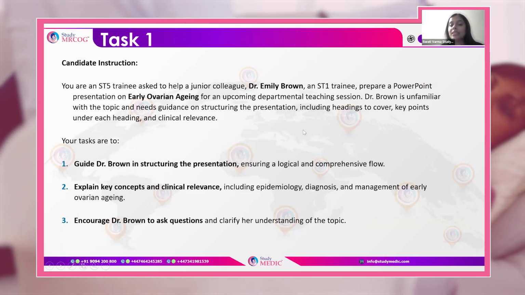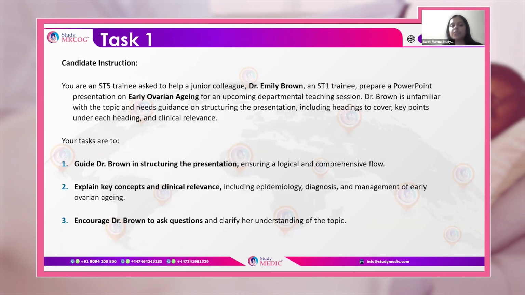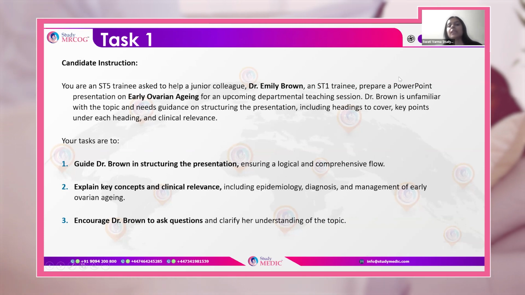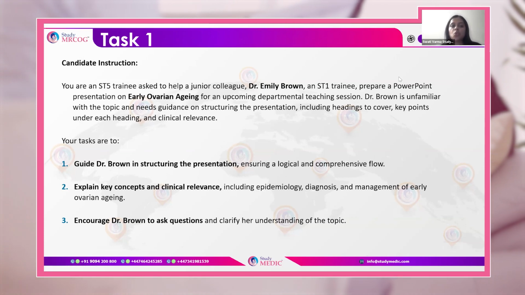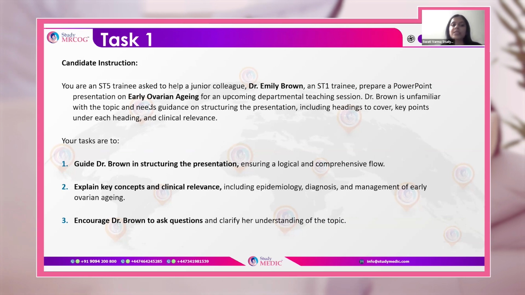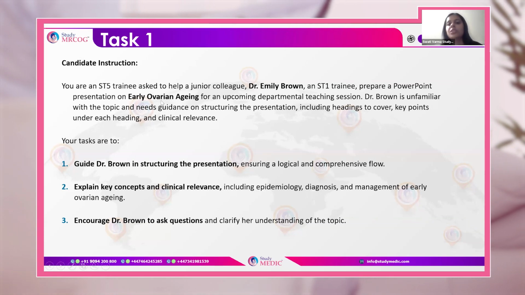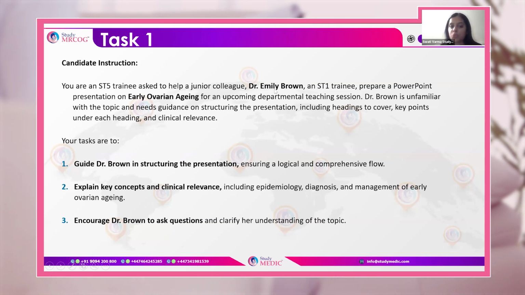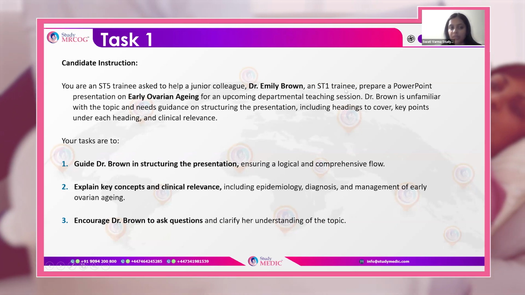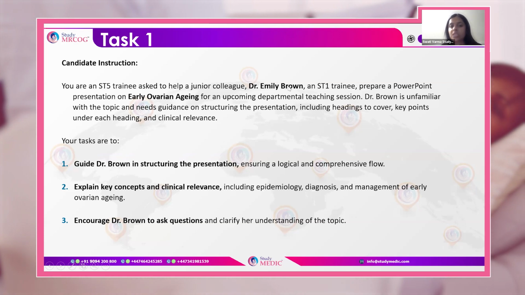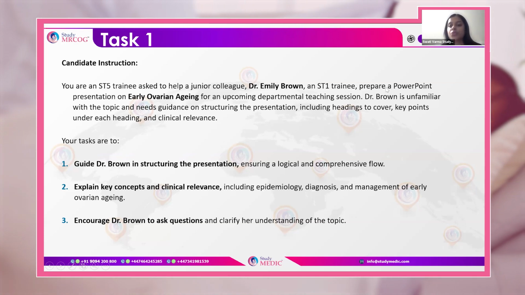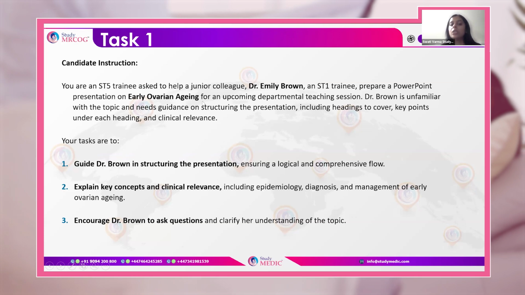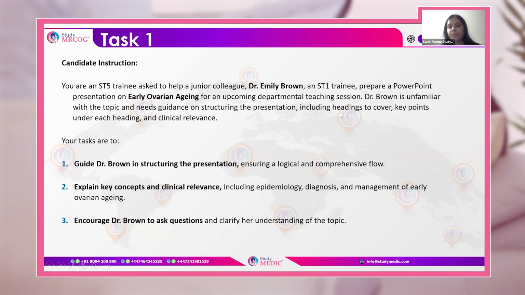So now let's take a look at 3 tasks related to teaching, which have been asked in the recent past. The first task is, here you are an ST5 trainee. Very important, guys, to read the candidate instructions. The ST5 trainee is asked to help a junior colleague, Dr. Emily Brown, an ST1 trainee. You are required to demonstrate how to prepare a PPT on early ovarian aging.